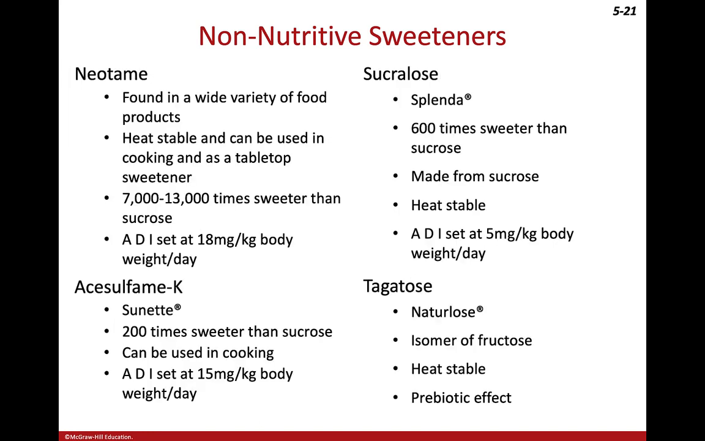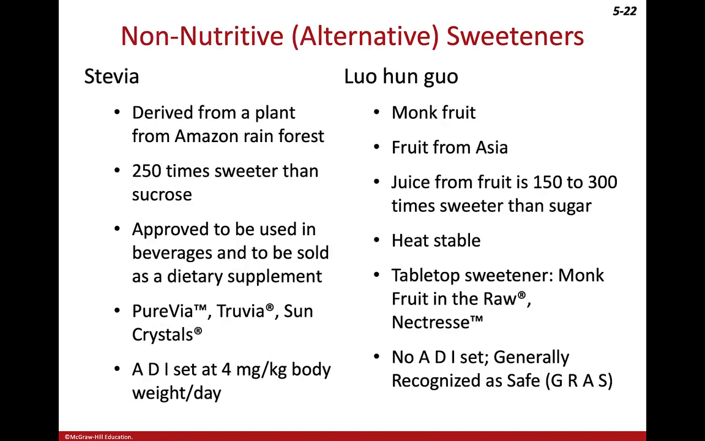Now, the characteristic that sets these apart from the other ones that we've looked at is the fact that they're all heat stable. So all of these can be used in cooking. Neotame, Sunett, Natrulose, sucralose, that's Splenda. You can actually go to Wegmans and buy big bags of Splenda, and you can use that in baked goods. All of these are heat stable and, for the most part, significantly greater in sweetness than sucrose.